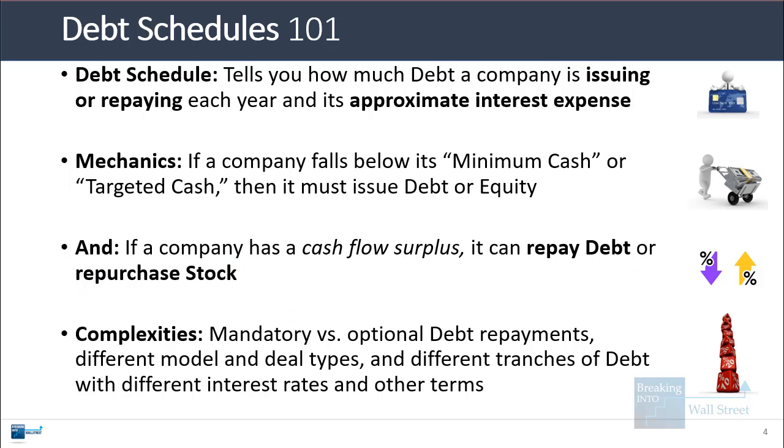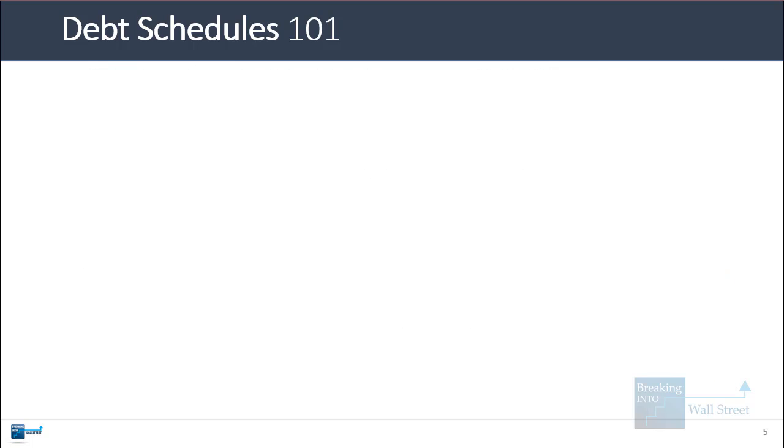What makes it complex is the fact that you can have different types of debt. You can have 5 or 10 or 15 different tranches of debt. They might have different repayment terms. They might have different interest rates. They might have other terms such as penalty fees attached to them, prepayment penalties, original issue discount, things like that. So it can get very complicated if you actually want to do this accurately and show all the different types of debt that a company might have.